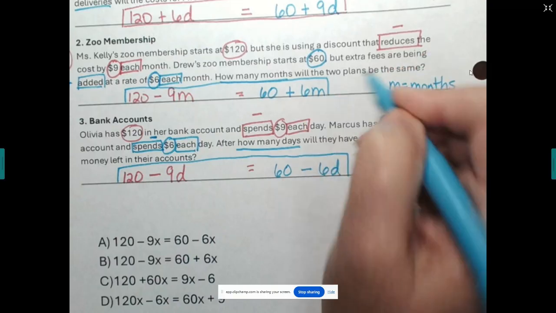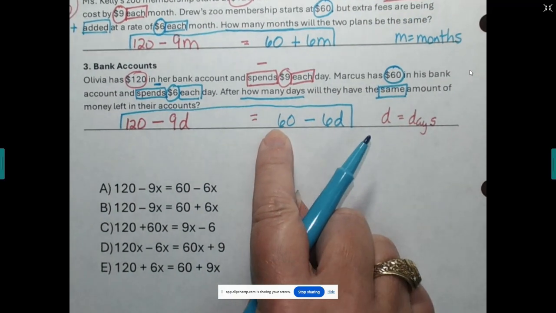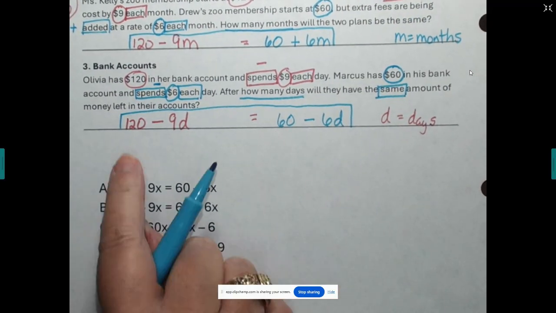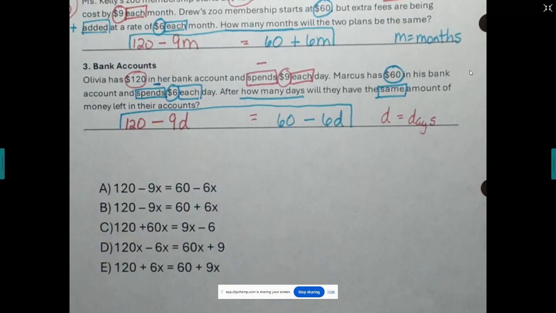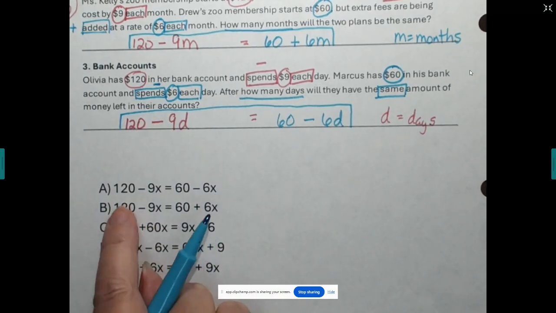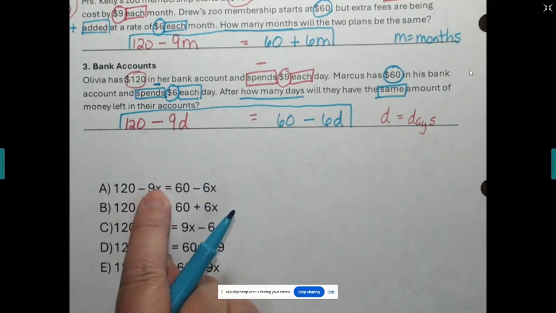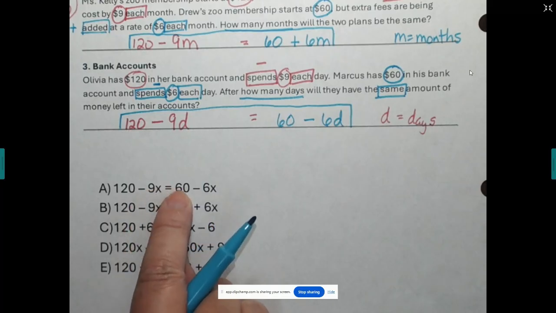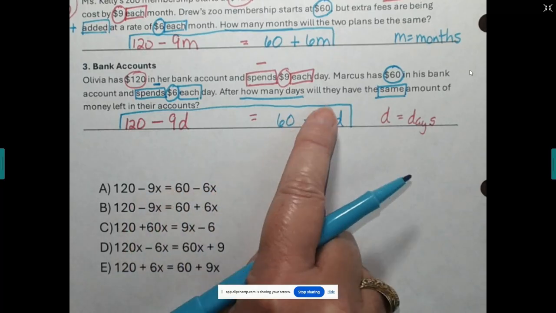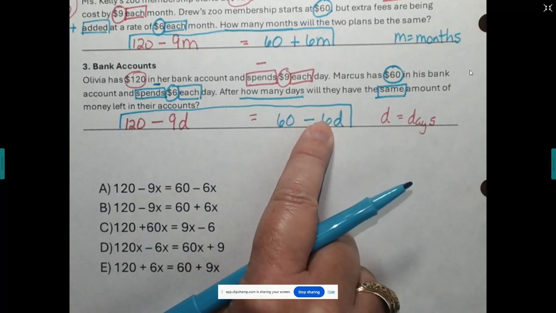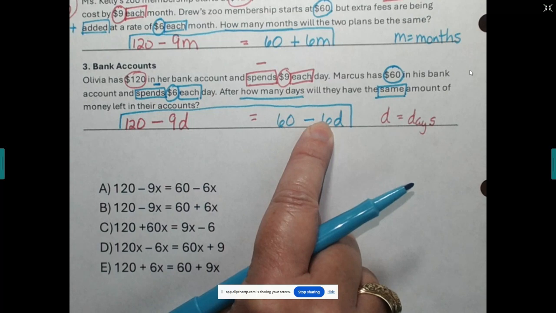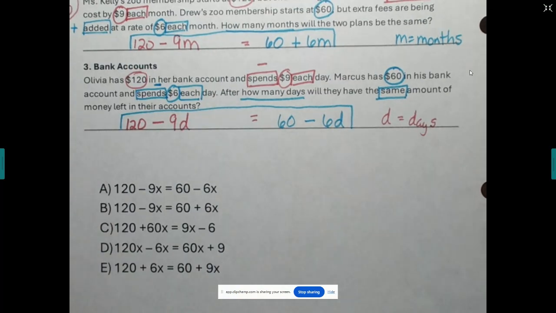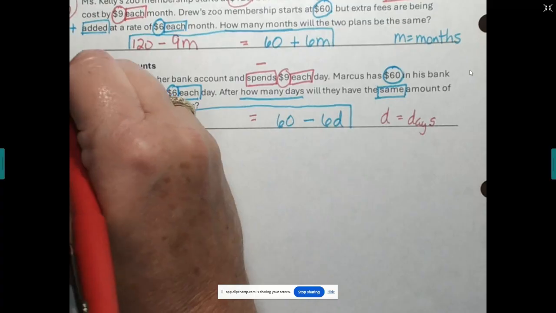All right, so let's see which match is down here. We've got 120 minus 9D. 120 minus 9 times the variable equals 60 minus 6 times the variable. Yes. 120 minus 9. Yep. This would be answer choice A.